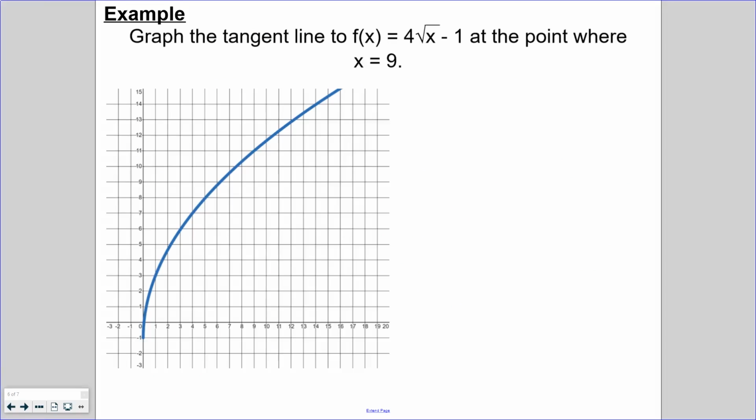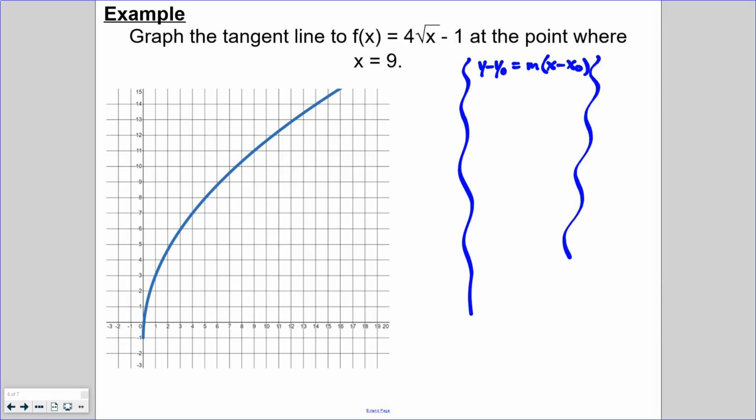Our next example is a little different because this time, in addition to finding the tangent line, it's also asking us to graph the tangent line. So let's go ahead and let's get started. Since we do want to find the tangent line to begin with, we can repeat the process we've been doing in the last couple examples. We're going to start with our equation, y minus y sub 0 is equal to m times x minus x sub 0. And we'll do a little bit of work on the sides.